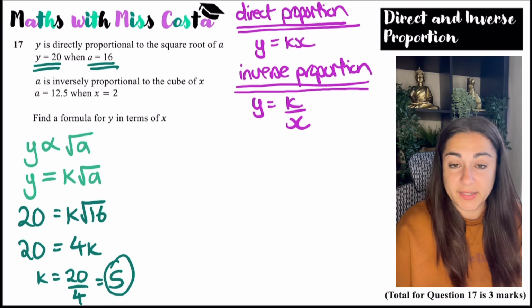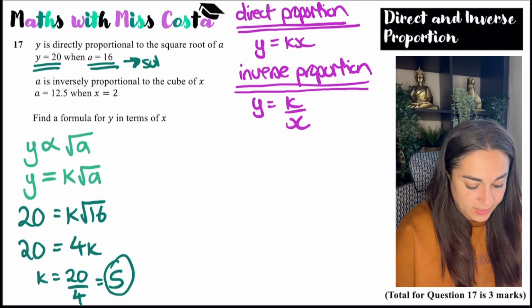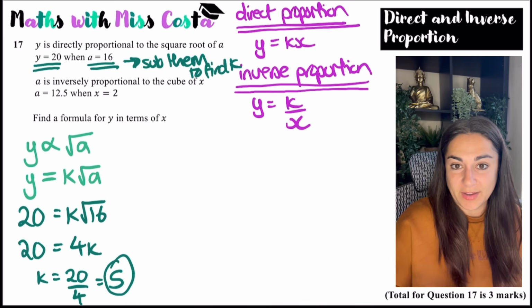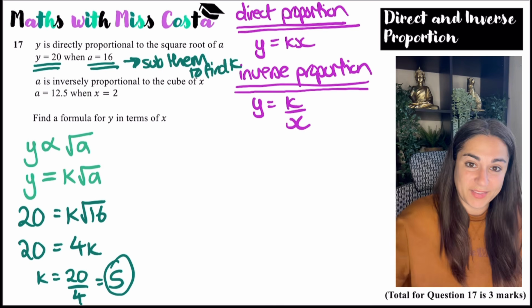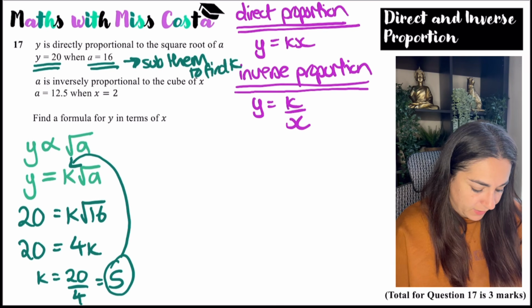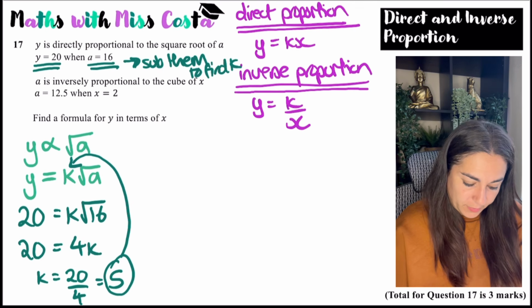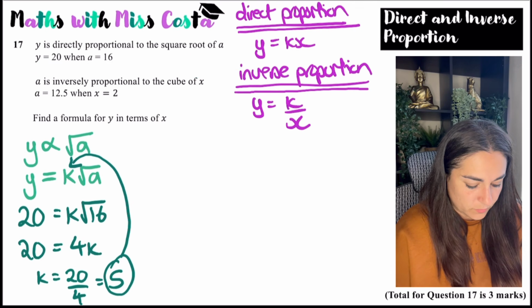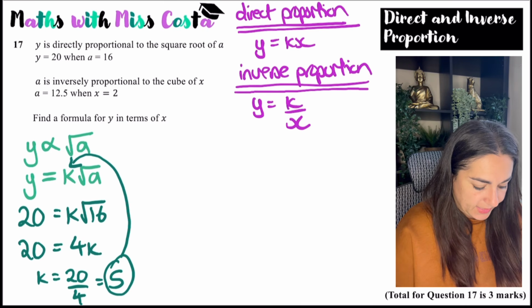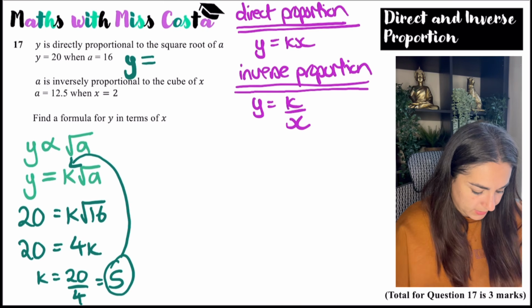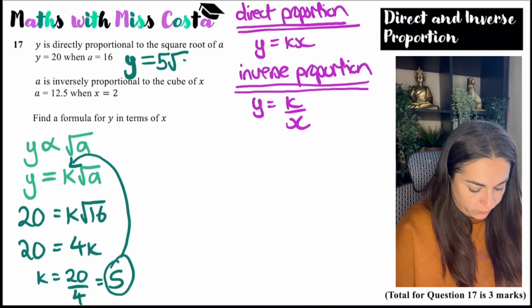Your goal for substituting these values in, you sub them so that you can find the value of k, because we need the value of k to find out what the general equation for this specific question is. So the value of k is 5. So for my direct proportion part of the question, the formula is, or the equation is, y equals 5 root a.